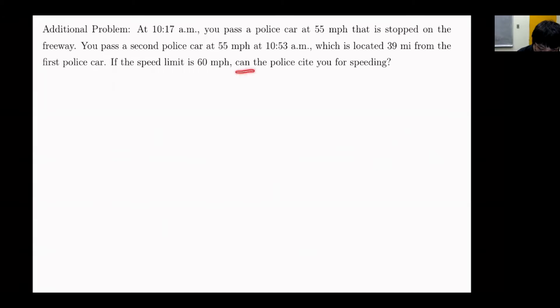In order for the police to cite you for speeding, all they need to do is prove that at some point your speed is above 60 miles per hour. This can be achieved using the mean value theorem. Within 53 minus 17 minutes, this is going to be equal to 36 minutes. And 36 minutes equals 36 divided by 60 hour, which is 0.6 hour.